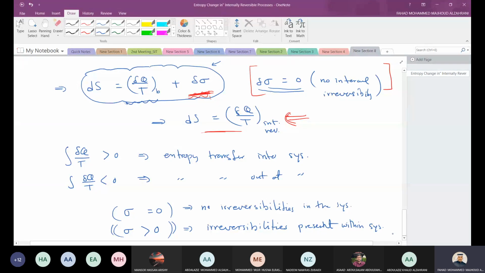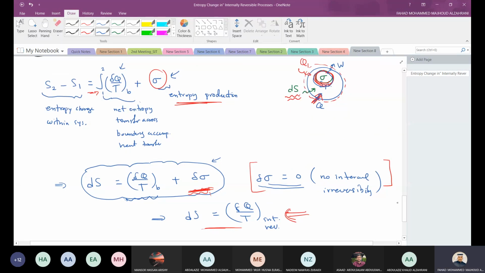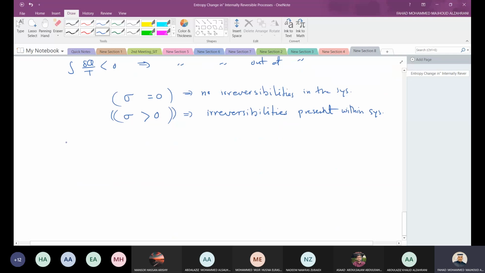Okay, so let's continue. Let's go back to this equation, to have another form. So we have the entropy balance, we said S2 minus S1. Remember, this is the extensive entropy, the capital S, equals the integral from state 1 to 2 of dQ over T, plus sigma. Remember, this integral is evaluated across the system boundary, since it's related to the heat transfer across the boundary. So this is B.